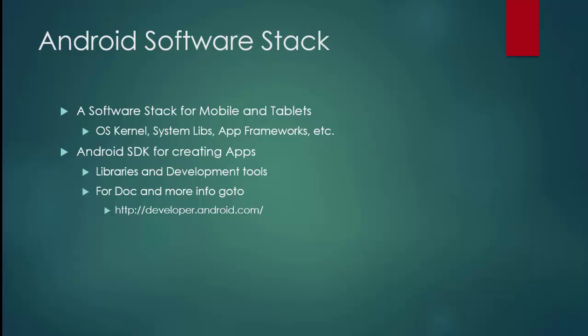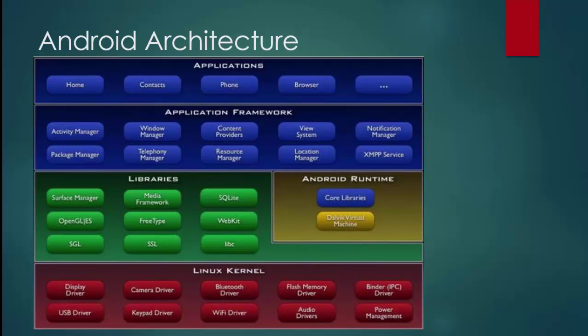So let us look at the Android software stack. The picture here gives you an overview of how the Android architecture is placed. As you can see, it can be divided into 5 major divisions. At the lowest level, it contains a Linux kernel.